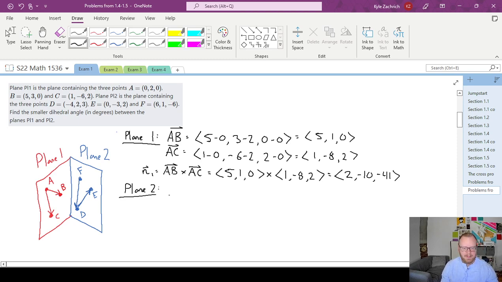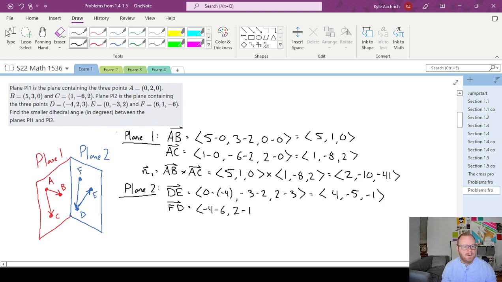Same thing for plane 2. DE is going to be equal to E minus D. So this one's going to be 0 minus -4, -3 minus 2, 2 minus 3. So that'll be 4, -5, -1. And then FD. This will be these components from D minus these components from F: -4 minus 6, 2 minus 1, 3 minus 6.